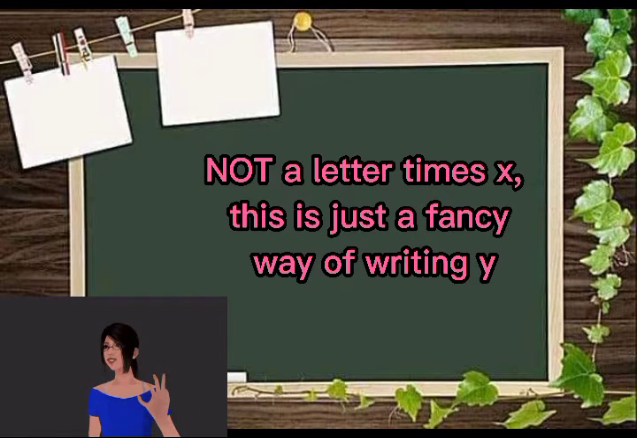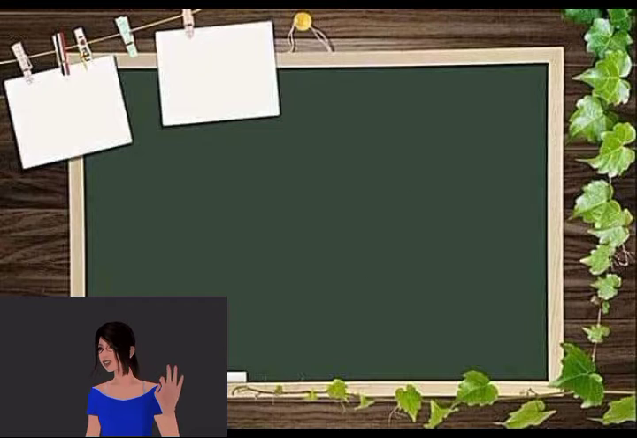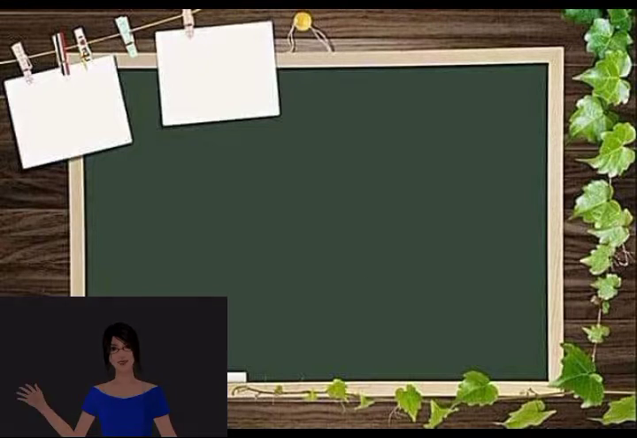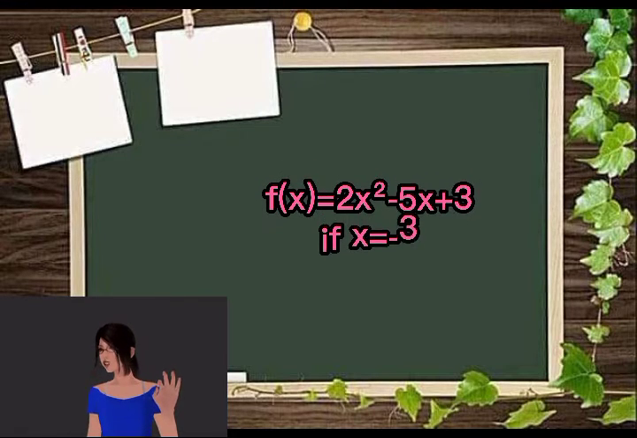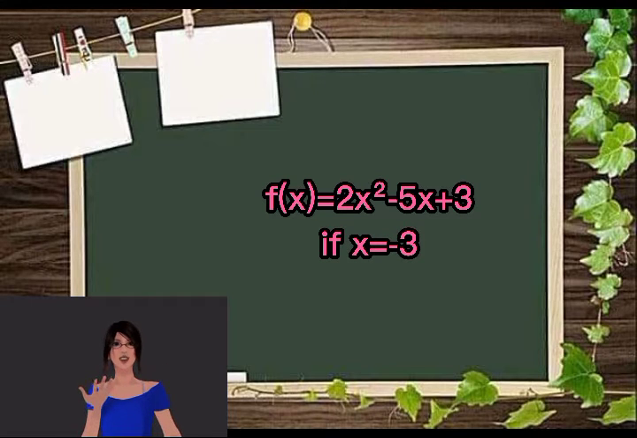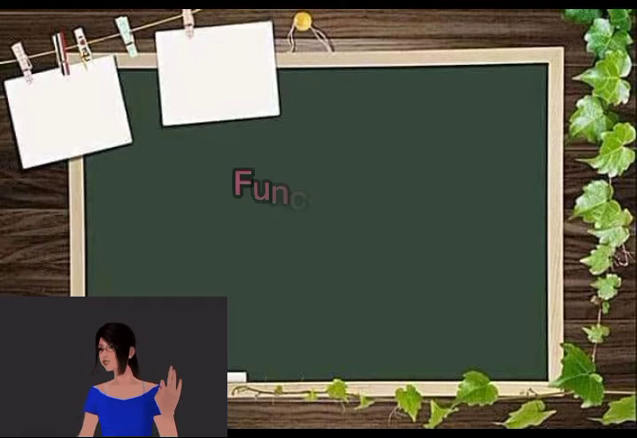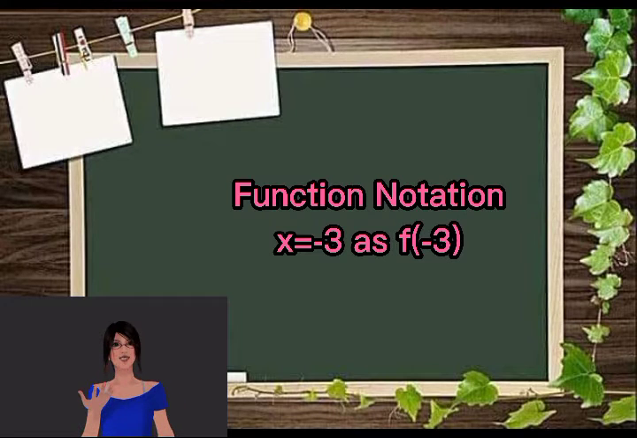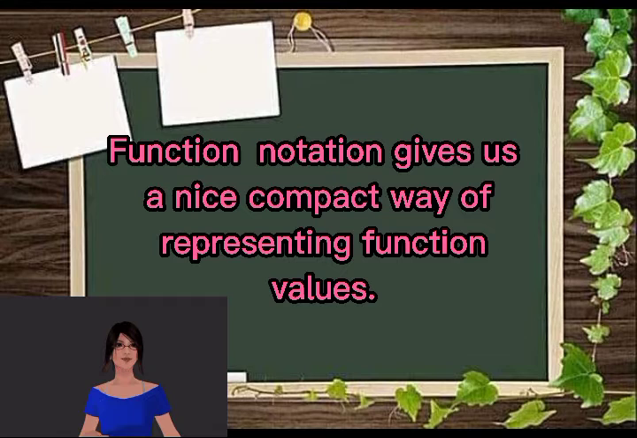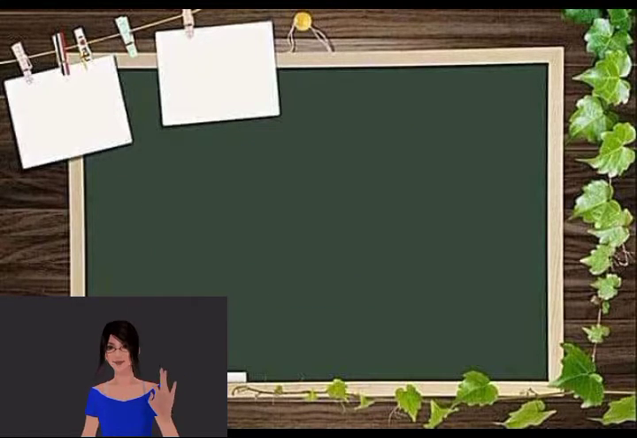Recall that this is not a letter times x. This is just a fancy way of writing y. So, why is this useful? Well, let's take the function above and get the value of the function at x is equal to negative 3. Using function notation, we represent the value of the function at x is equal to negative 3 as f of negative 3. Function notation gives us a nice compact way of representing function values.